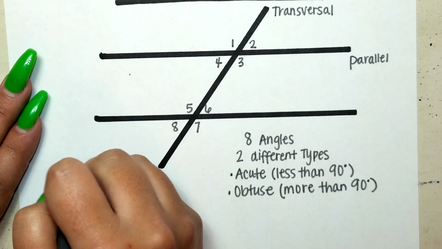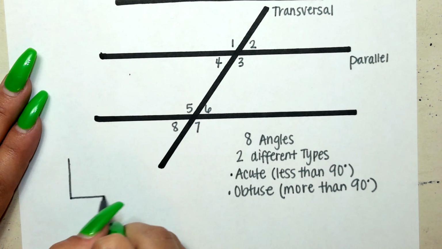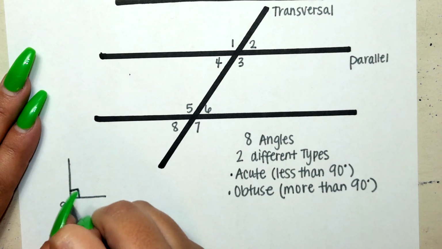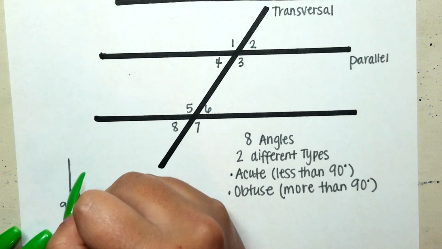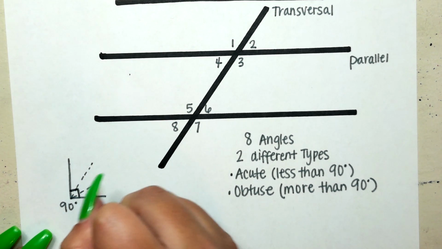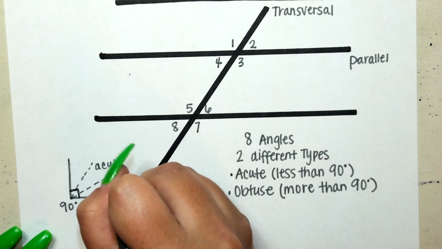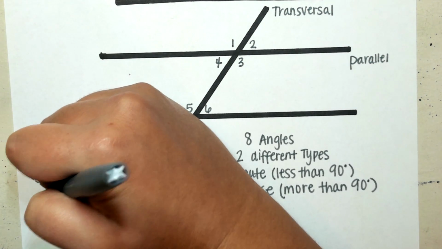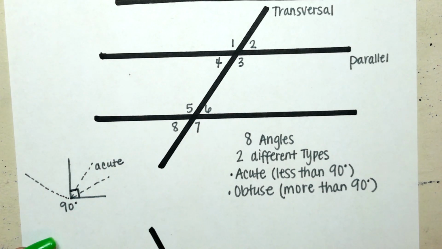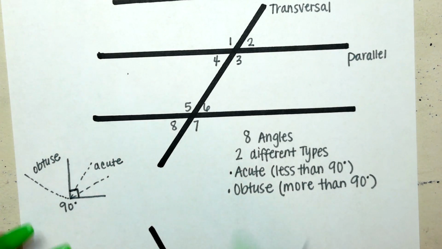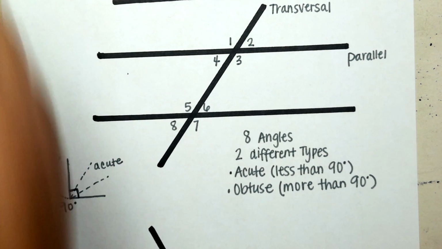So let me show you what that looks like. A 90-degree angle is a right angle that looks like this. So this is 90 degrees. Any angle that is less than 90 degrees is going to be acute. Any angle that is bigger than 90 degrees is going to be obtuse. So now let's look at them up here.